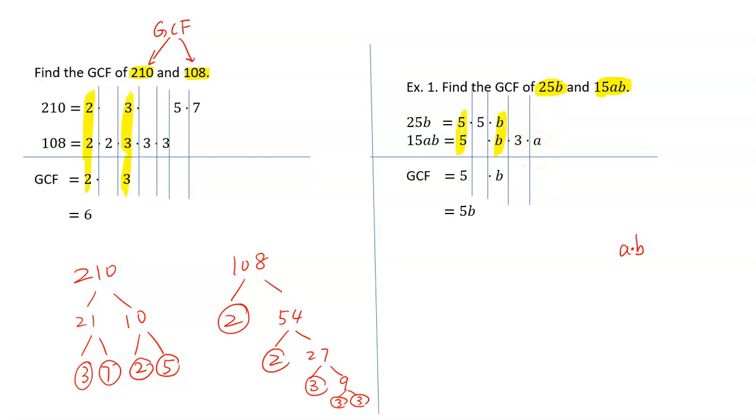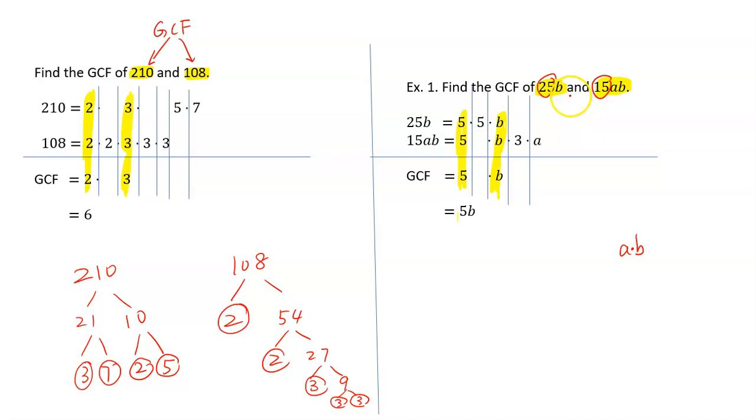Again, it's not mandatory, but this way can help us see very clearly. They have the same number 5, and they have the same variable b, and then we bring them down and multiply them to get 5b. So the greatest common factor of these two is 5b. Now, by looking at the numbers 25 and 15, if you know 5 is the greatest common factor, you may not have to do this.